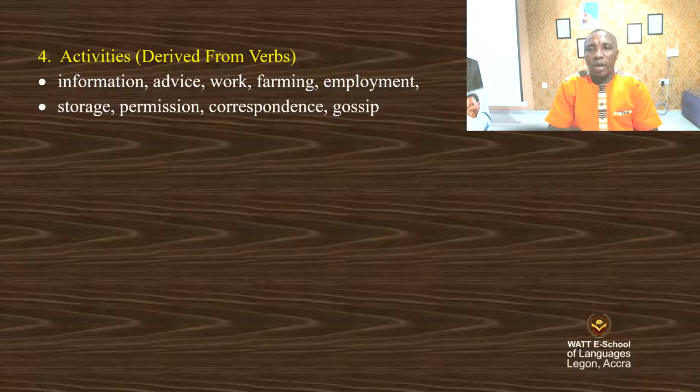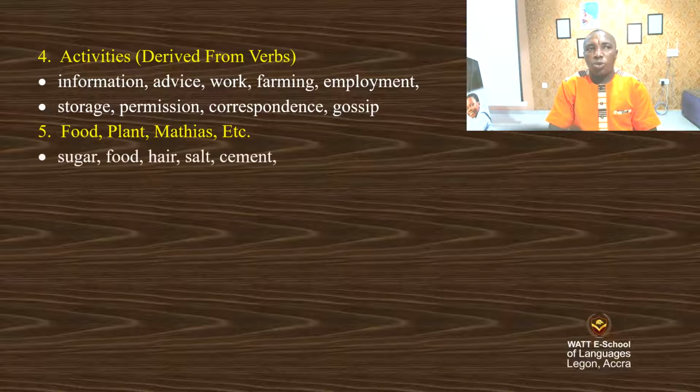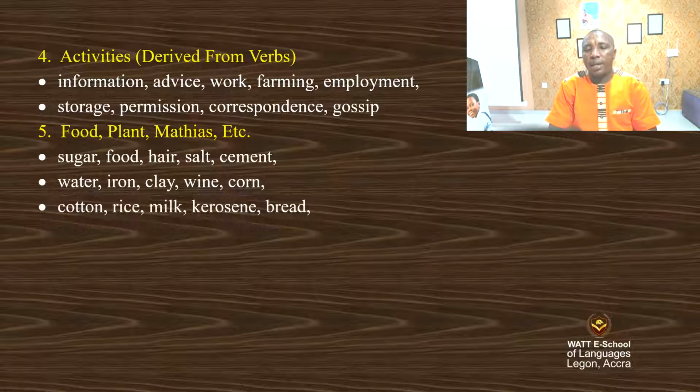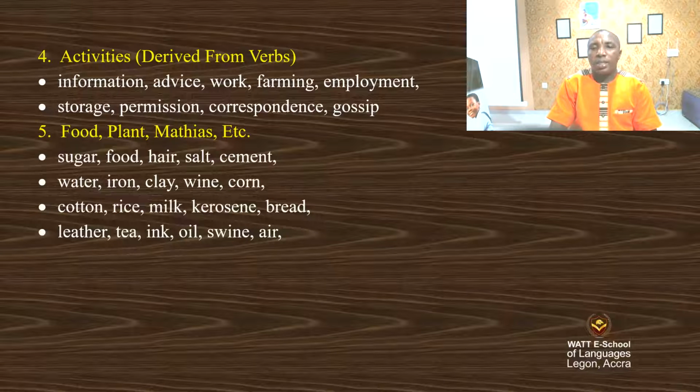So let's also have a look at nouns under foods, plants, etc. So we have sugar, food, hair, salt, cement, water, iron, clay, wine, corn, cotton, rice, milk, kerosene, bread, leather, tea, ink, oil, swine, air, etc. There are plenty.